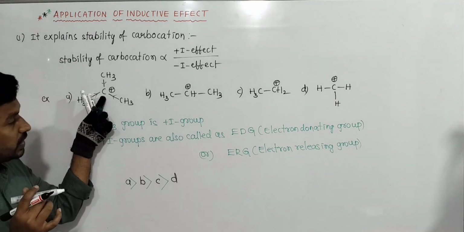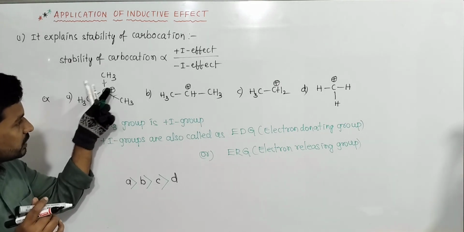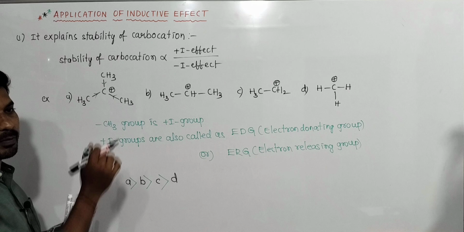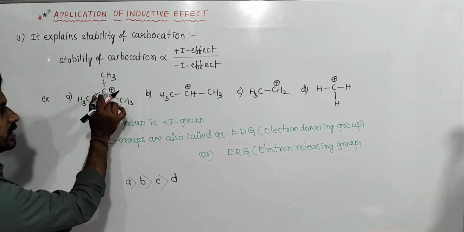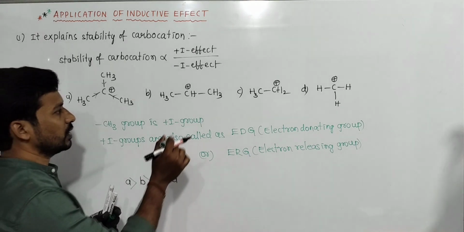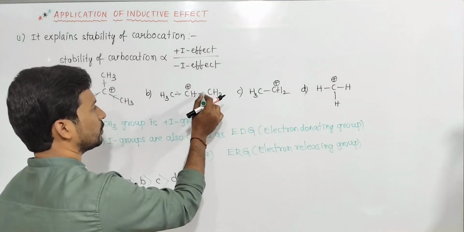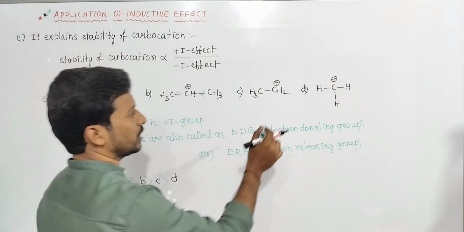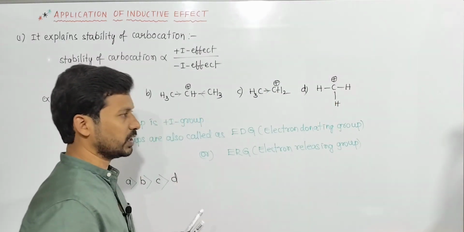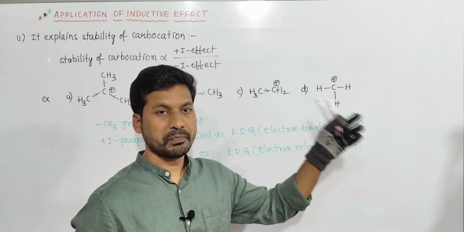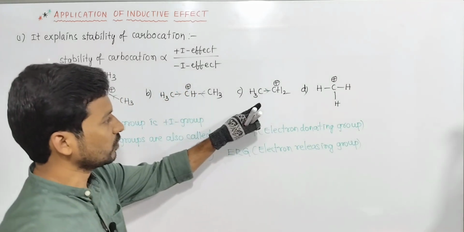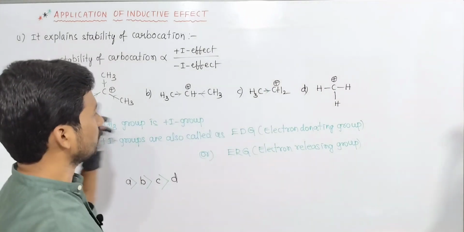Carbocation is electron deficient. Electron donating groups stabilize carbocation. They push electrons towards carbon, the magnitude of positive charge decreases, and then carbon becomes stable. Here there are only 2 such electron donating groups, here only 1, and here no such electron donating group. Hydrogen's plus I effect is 0. Methyl group is a plus I effect group or electron donating group.